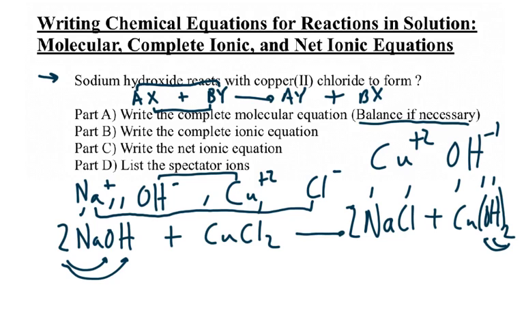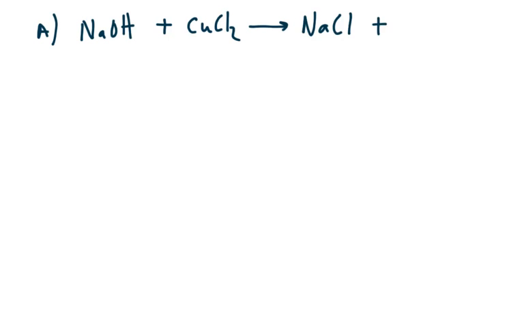So this would be the complete molecular equation. Now we're going to take it a step further. This is the answer to part A. We had sodium hydroxide reacting with copper 2 chloride, and we know that we made sodium chloride and copper 2 hydroxide. Now, one of the things we're going to do is use the solubility rules.